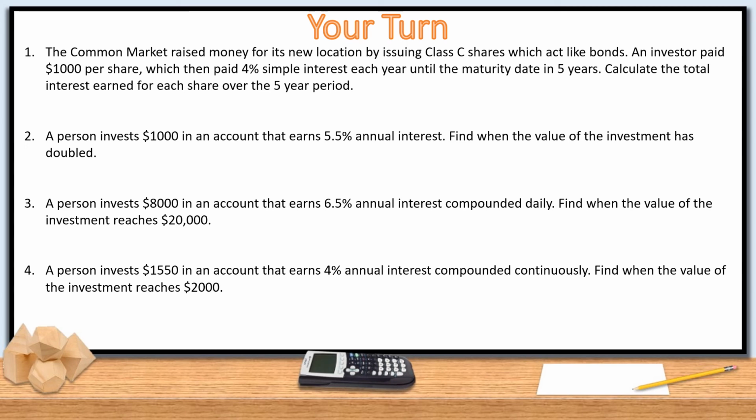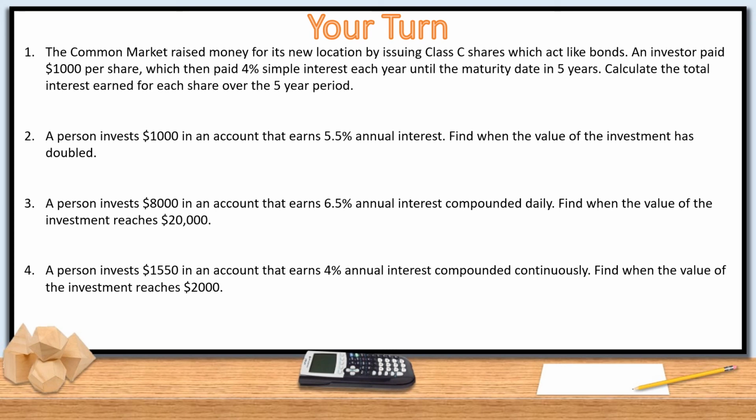All right, so that first one, Common Market. Now, this is actually a true story. Common Market in Frederick was raising money for its new location on 7th Street by issuing Class C shares. So remember, we talked about a share that's part of like the stock market. A Class C share, however, is kind of like a bond. It basically says you don't own any part of the company. We're going to take it back after a fixed number of years, in this case 5, and we're going to pay a simple interest on it.